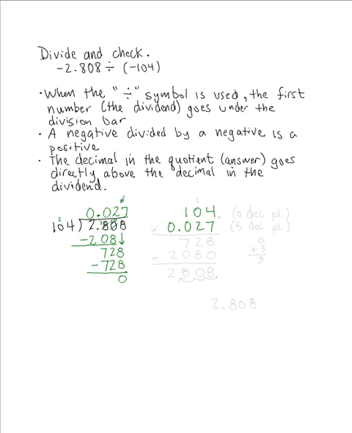7 times 4 is going to give me 28. So I'll write the 8 down here and carry the 2. 7 times 0 is 0, plus the carried 2. So I write down the 2. 7 times 1 is 7. So my first partial product is 728.